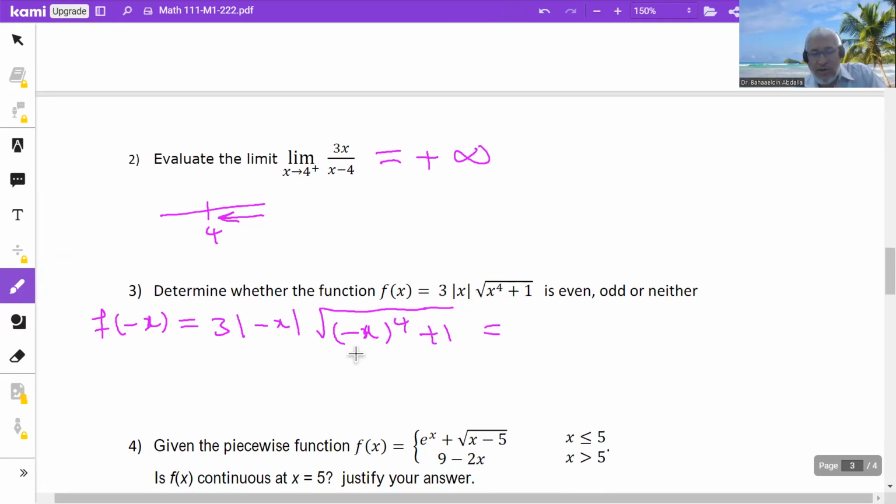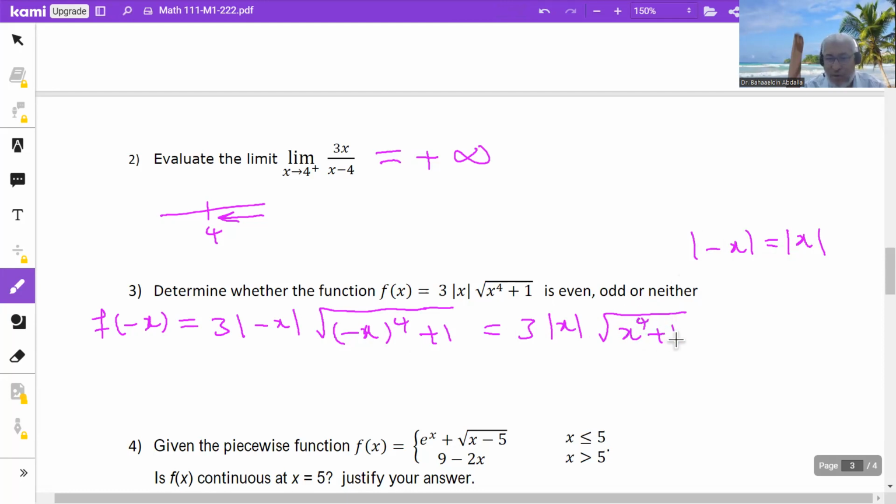Now, let us simplify this. What do we know about absolute value of negative x? Well, it is equal to absolute value of x. This is an important property of absolute value. Absolute value of negative x is exactly equal to absolute value of x. Absolute value of -3 is equal to absolute value of 3, for example. So times square root of negative x to the power 4, when you raise negative x to the power 4, the negative will disappear because -1 to the power 4 is positive 1. So actually you will have x to the power 4 plus 1.